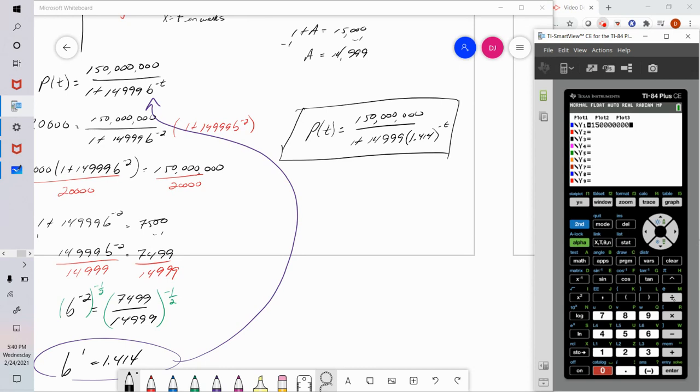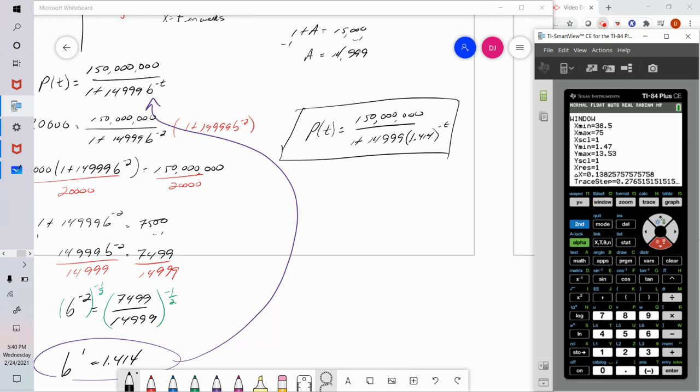That's going to be 150 million divided by, use parentheses, 1 plus 14,999 times 1.414 to the negative x. And then I'm going to close that parenthesis for the denominator. Now I can try to graph that, but I'm probably not going to see anything, right? Because we're starting at 10,000 and going up from there.